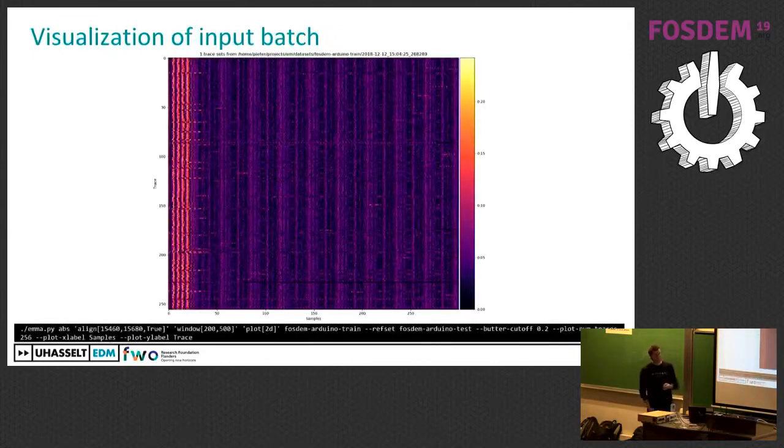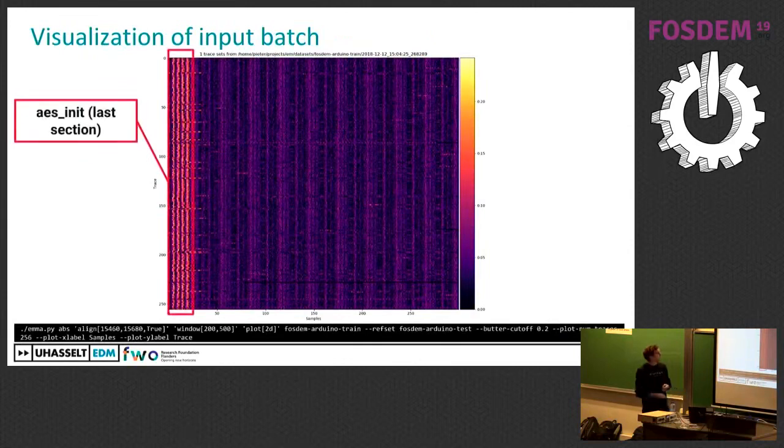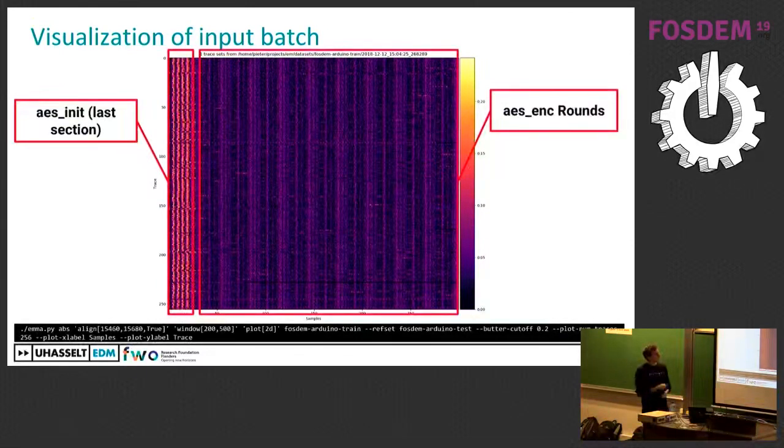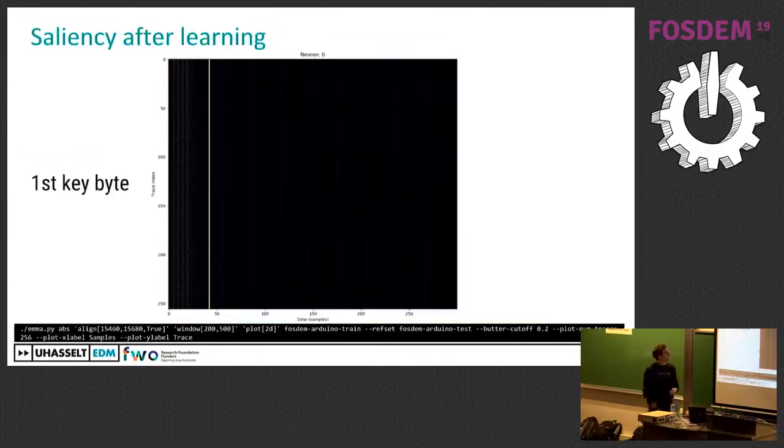And this is then what the neural network will see. You have the AES init section right here, and you have the AES encryption rounds here. So if you correctly trained your neural network, what you should expect is that there are some important samples in the first round of AES, because that's where the key is used. So one way to verify that is to visualize the saliency after learning, which is just another way of saying, okay, if I change some value of the input, which inputs will have the biggest effect on the output?